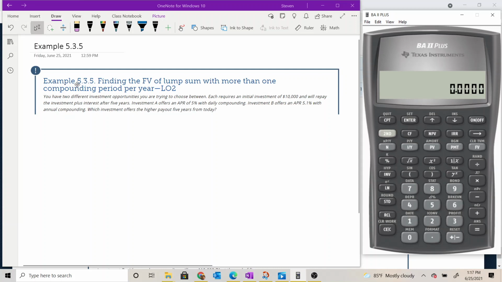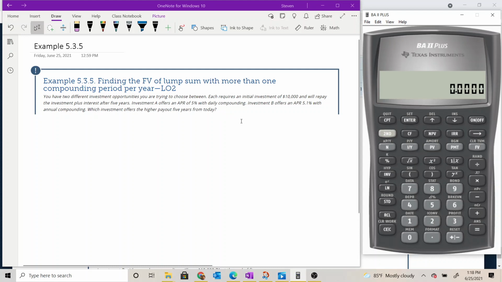Example 5.3.5. This one says you have two different investment opportunities you are trying to choose between. Each requires an initial investment of $10,000 and will repay the investment plus interest after 5 years. Investment A offers an APR of 5% with daily compounding. Investment B offers an APR of 5.1% with annual compounding. Which investment offers the higher payout 5 years from today?